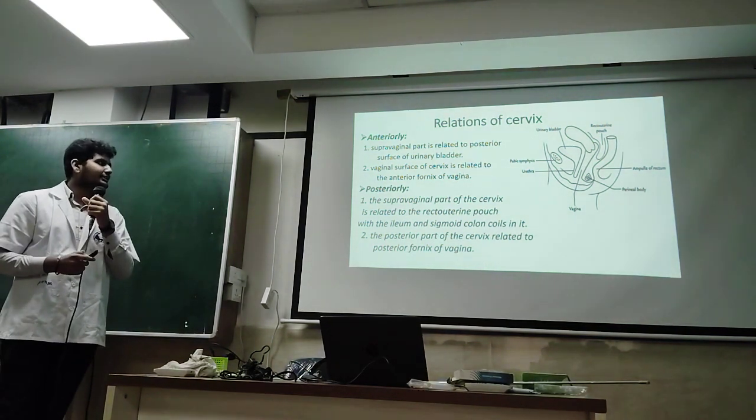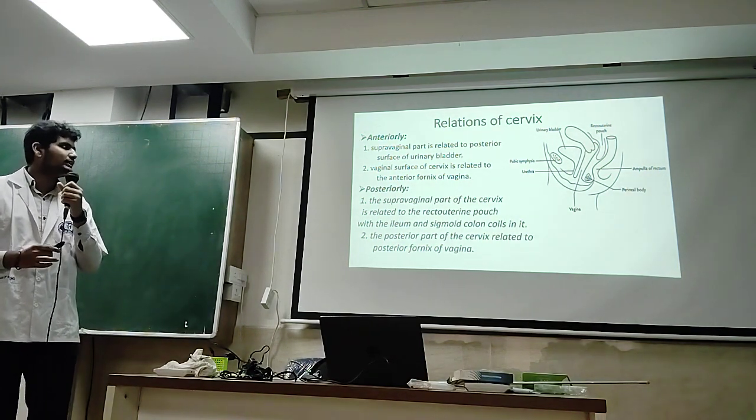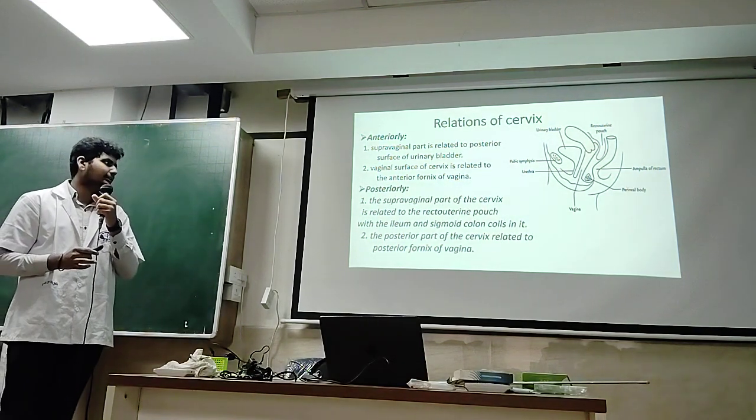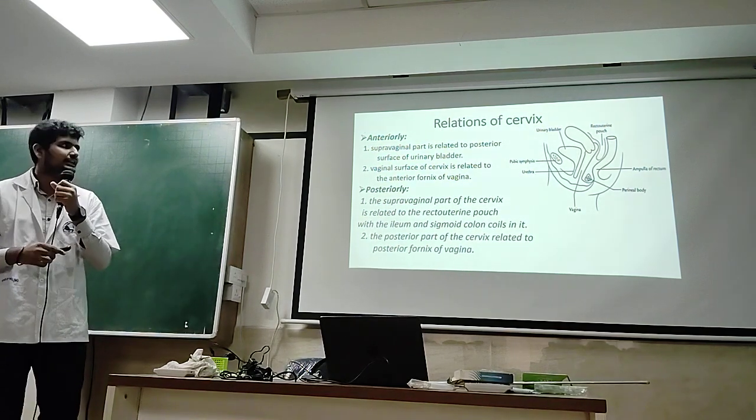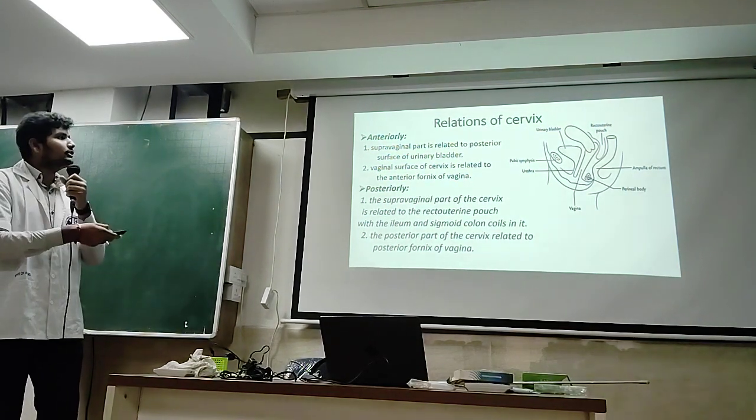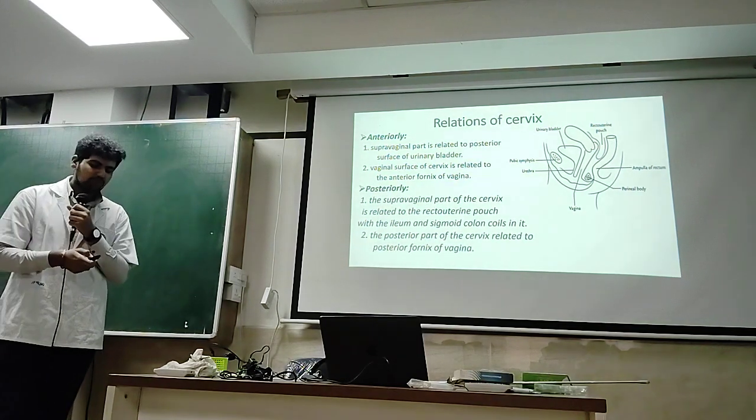Talking about the posterior relations, the supravaginal part of the cervix is related to the rectouterine pouch with the ileum and sigmoid colon coils in it. And secondly, the posterior part of the cervix is related to the posterior fornix of the vagina. In the diagram, we can also see the rectouterine pouch, which lies posterior to the cervix.